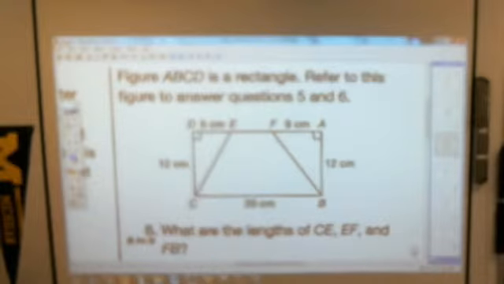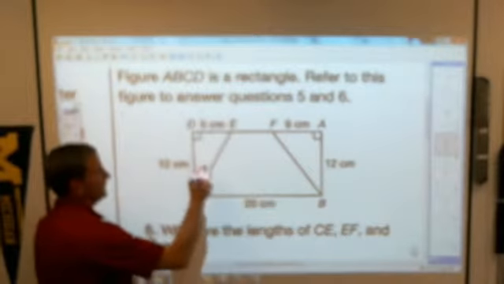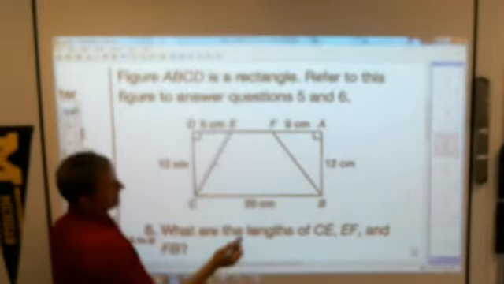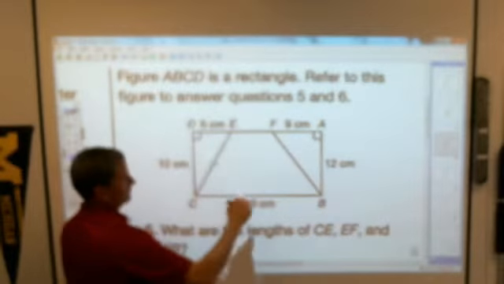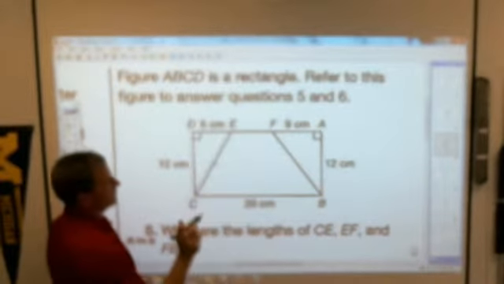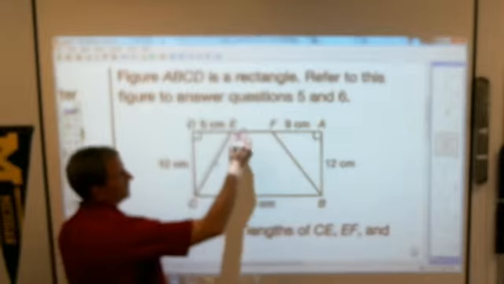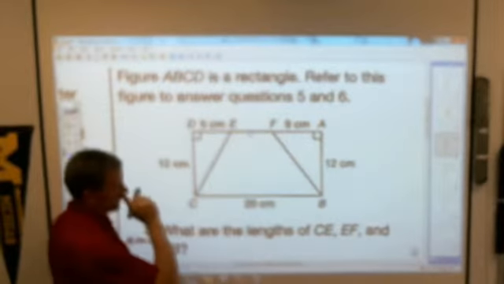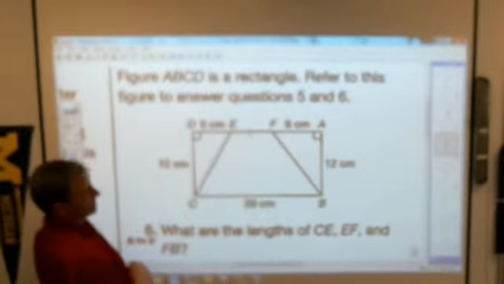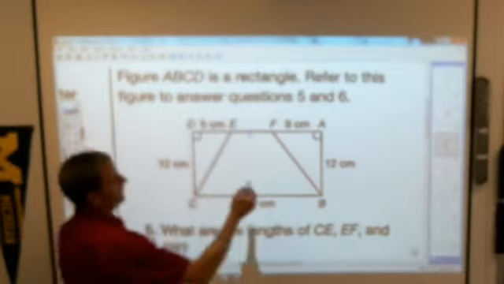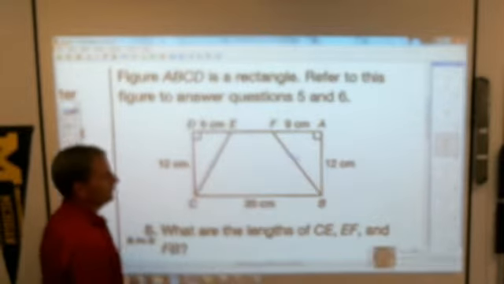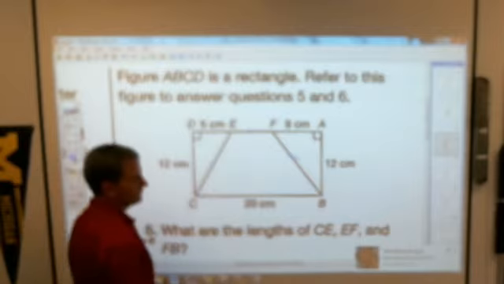Figure ABC is a rectangle. Refer to this figure to answer questions 5 and 6. What is the length of CE, EF, and FB? CE, EF. Was this one labeled wrong, or was that something else? All right, forget that question. And EF. And FB. Now, how do you know what these things are?